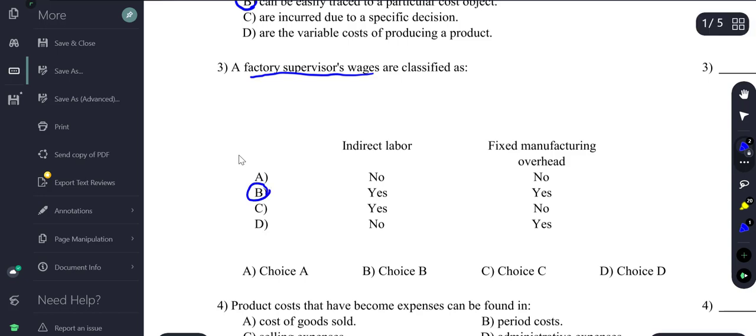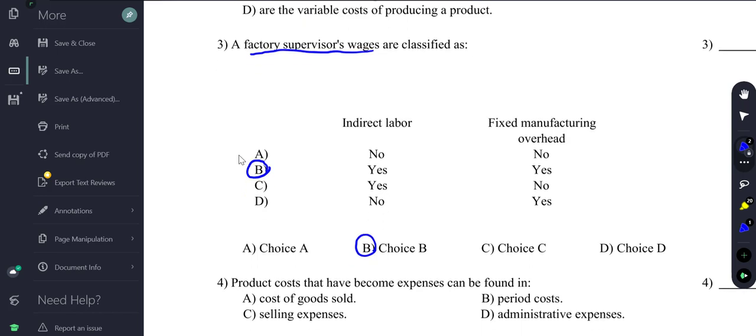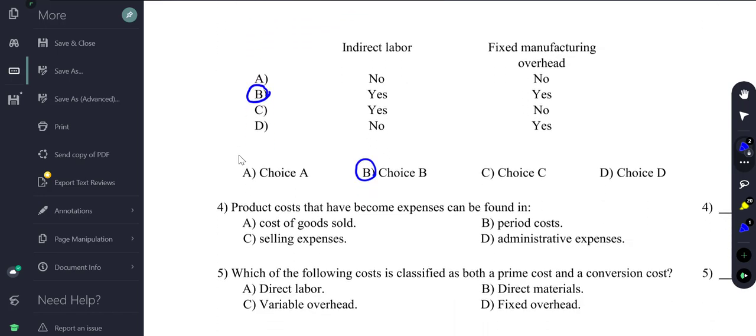Now, this is a good type of question for the exam. And by the way, here's where they have a choice B. Because B is going to say, yes, those costs are both indirect labor and overhead. Now, it's a good chance you will see something like this on the exam, where you have to identify where a cost would fit or where it would be classified.